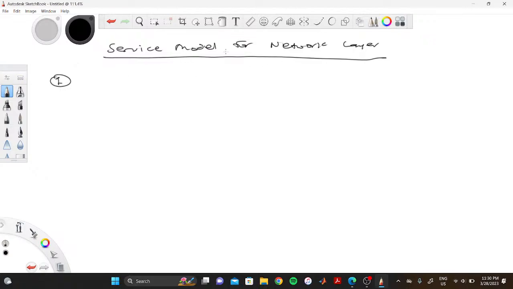Now, the name of the service model for the network layer is called best effort service. Understand? That means that it will try its best, right? And its best meaning that it will just send it out into the world.